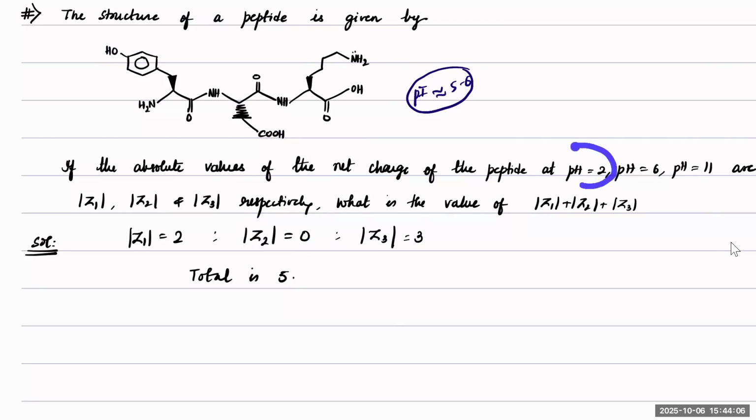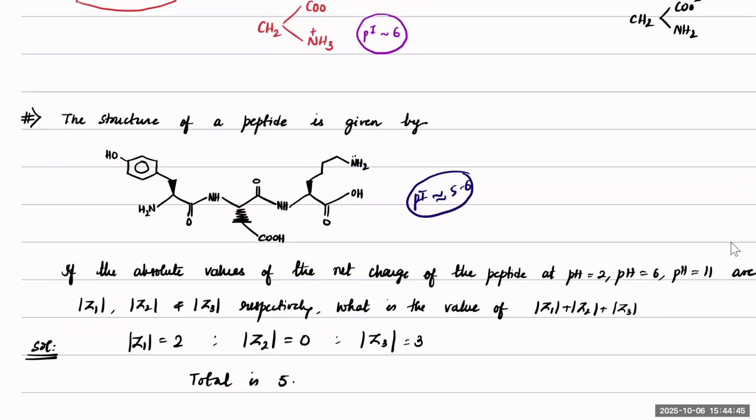Second, when pH is equal to 2, of course, this pI value being 5.6 means that now the solution is acidic. Since it is acidic, it will start taking H plus. So where all can it take H plus? It can take H plus here, it can take H plus here, at two locations. So if we take H plus at two locations, what do we get? The total charge will be plus 2. So that's why Z1 is 2. Agreed?